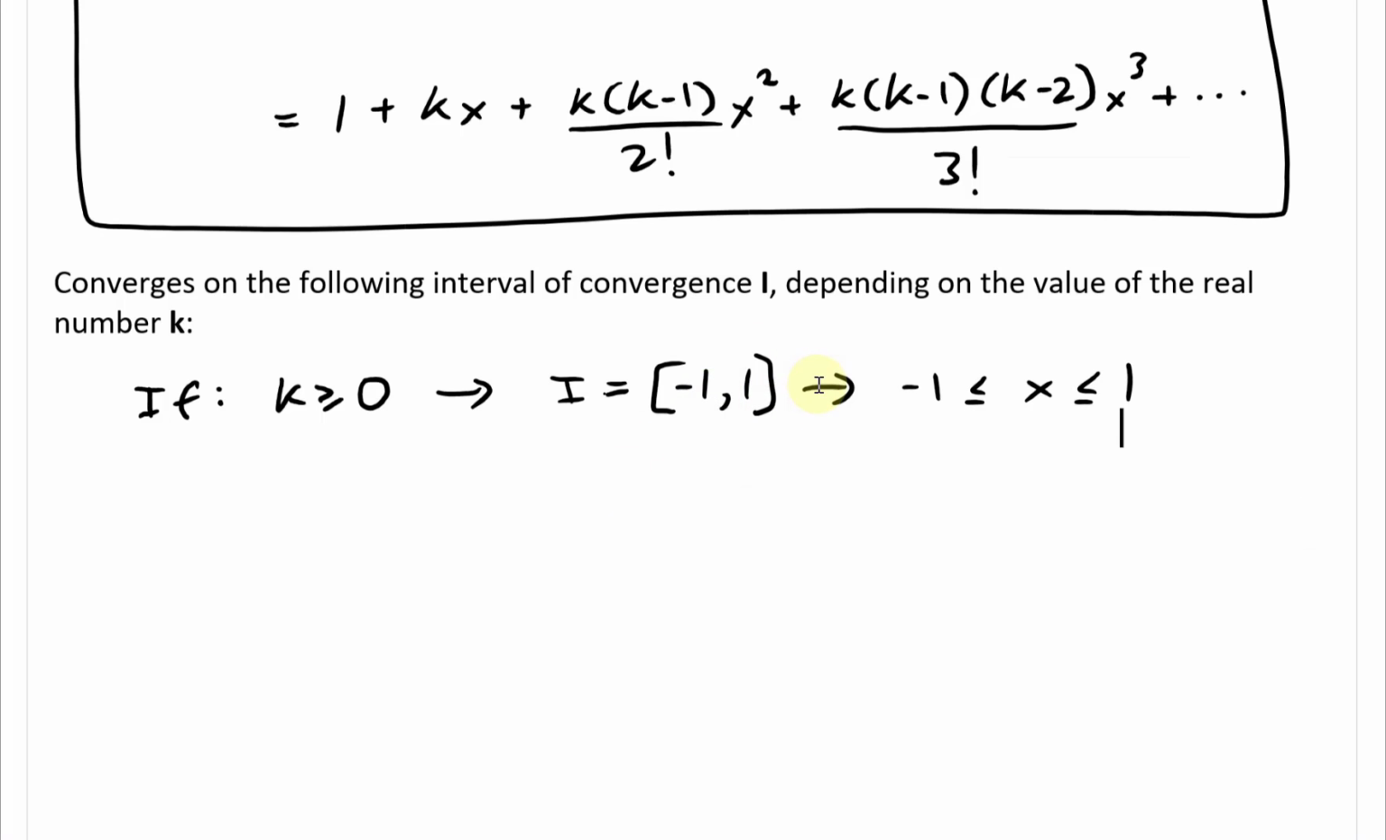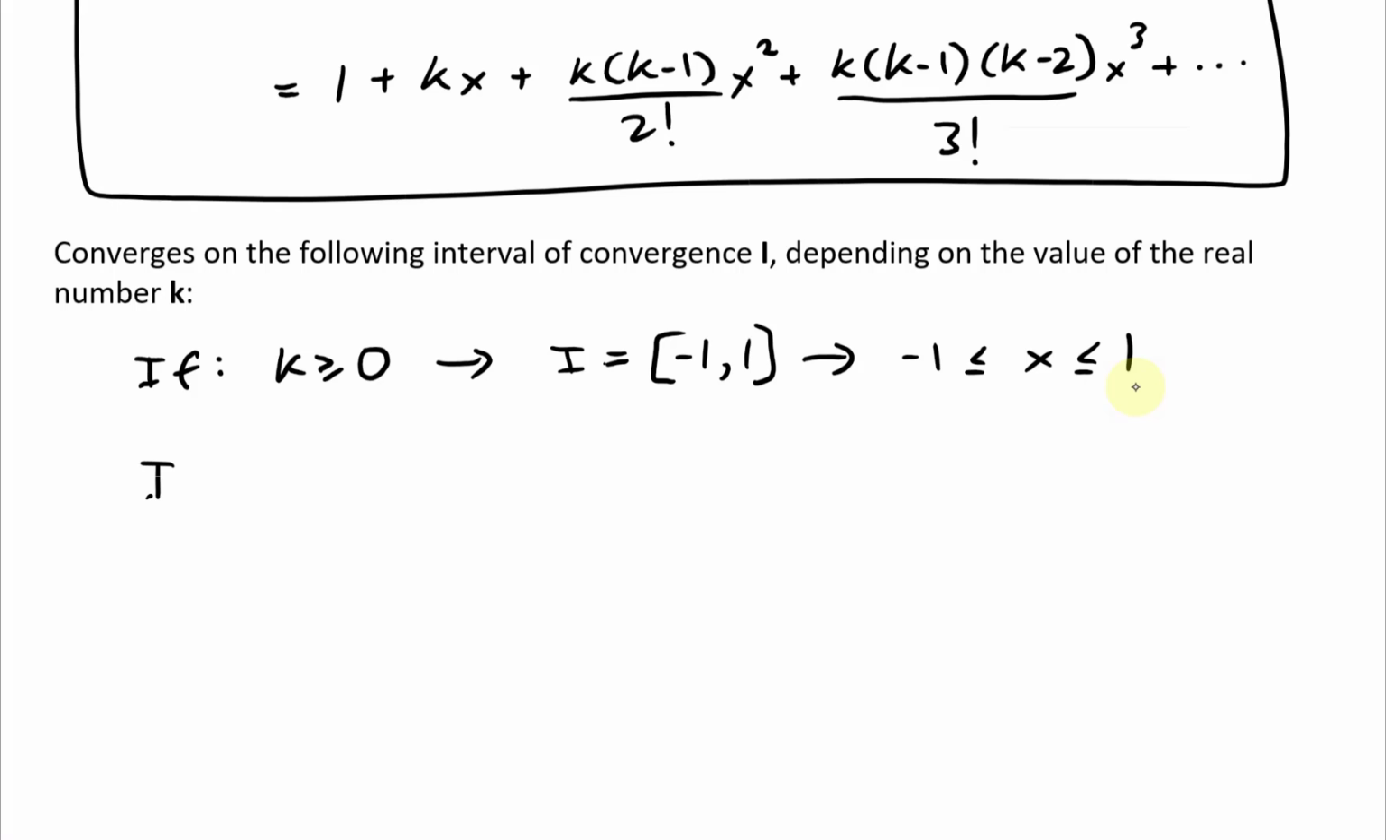So x is greater than or equal to -1 and less than or equal to 1, like that. And now the next scenario is if k is less than or equal to 0 and greater than -1. And also here it's less than or equal to 0, because again it always converges when k is equal to 0 by convention.